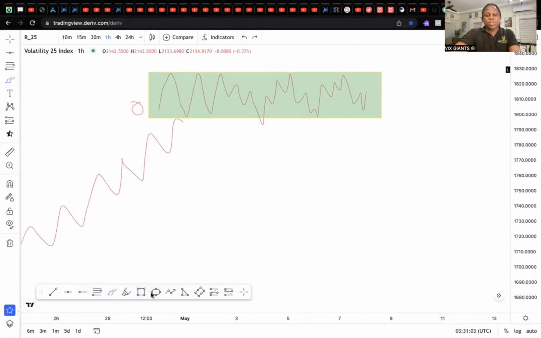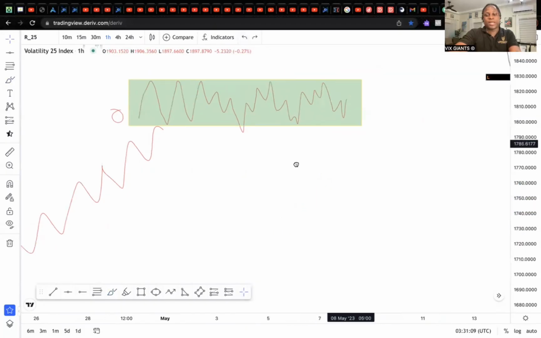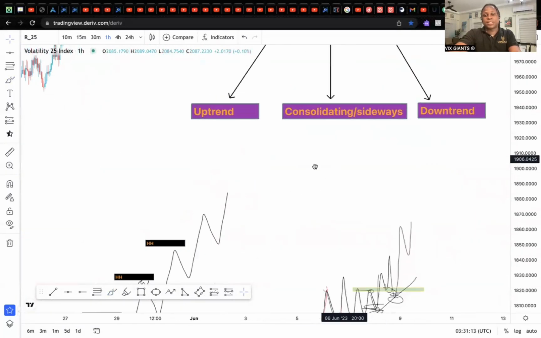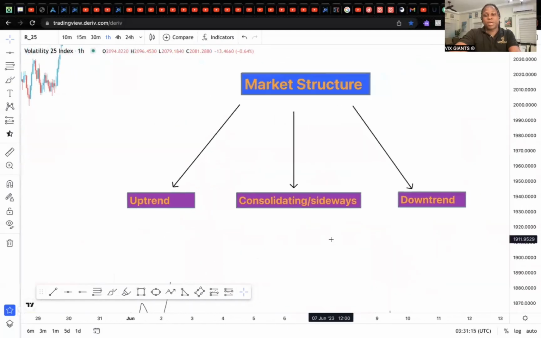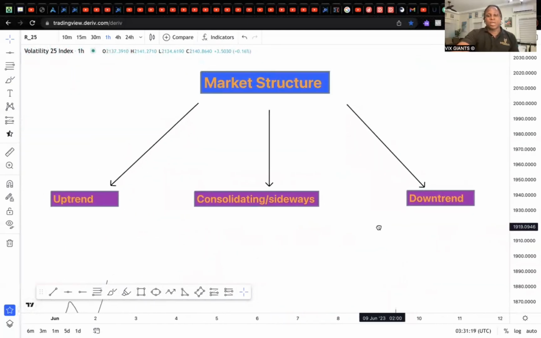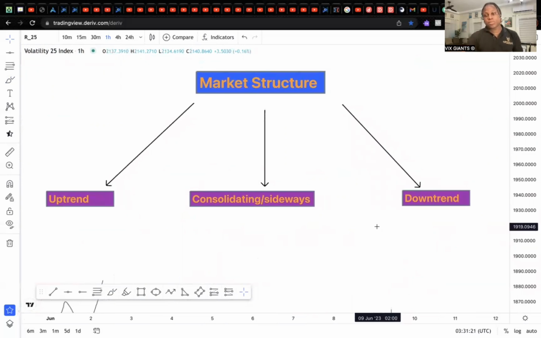All right. So those are the three main ways the market moves, guys: uptrend, downtrend, and sideways or consolidating market. Same thing we refer to as a ranging market. All right, so very simple stuff, guys.